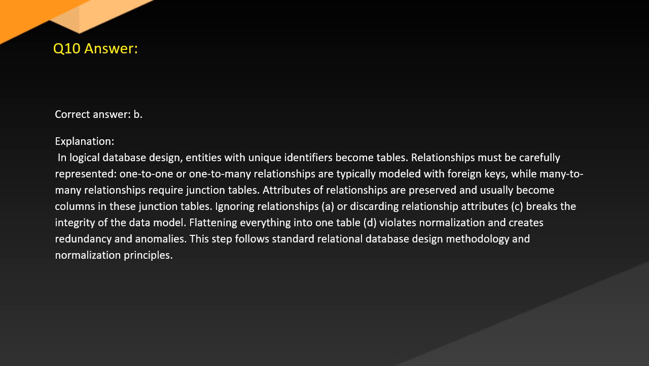Ignoring relationships (A), or discarding relationship attributes (C), breaks the integrity of the data model. Flattening everything into one table (D) violates normalization and creates redundancy and anomalies. This step follows standard relational database design methodology and normalization principles.